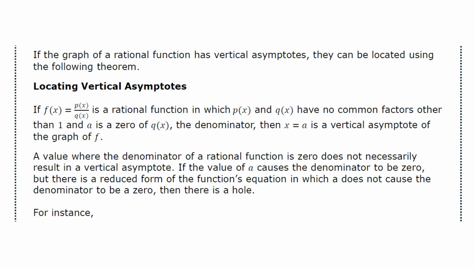A value where the denominator of a rational function is 0 does not necessarily result in a vertical asymptote. So if the value of a causes the denominator to be 0, but there is a reduced form of the function's equation in which a does not cause the denominator to be 0, then there is a hole.